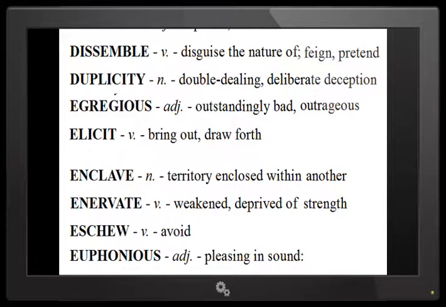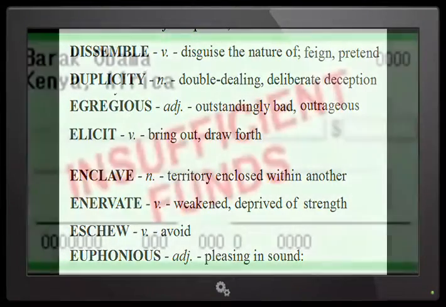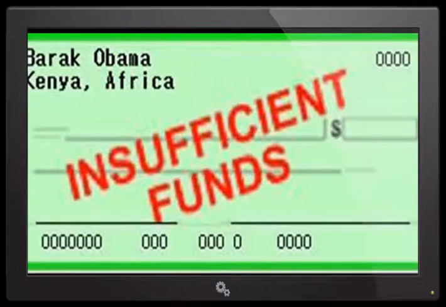Next word, egregious. This is an adjective. It means outstandingly bad, outrageous. And everyone likes to use Adolf Hitler as an example of egregious. What about Donald Rumsfeld, Dick Cheney, and George Bush? What about Obama and the wars he vowed to end just as soon as he got into the White House? He told us, you can take that to the bank. Well, the bank called and your check bounced, Mr. Puppet. He went golfing instead of ending the wars.